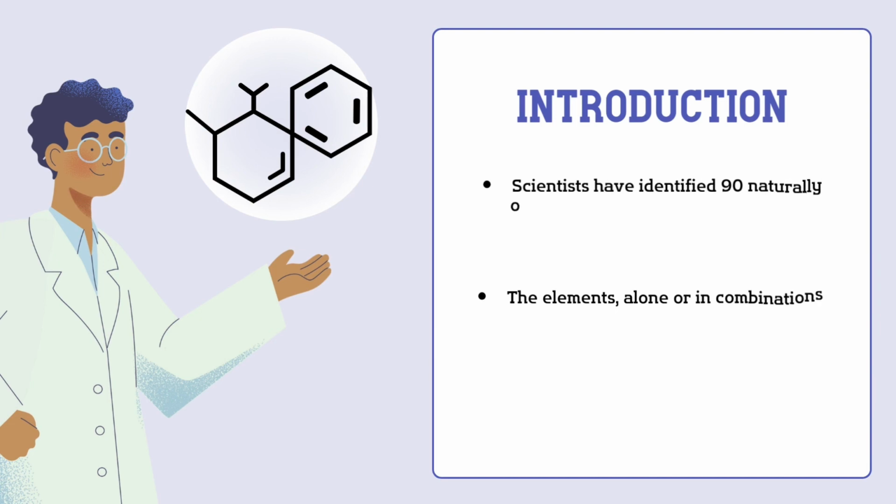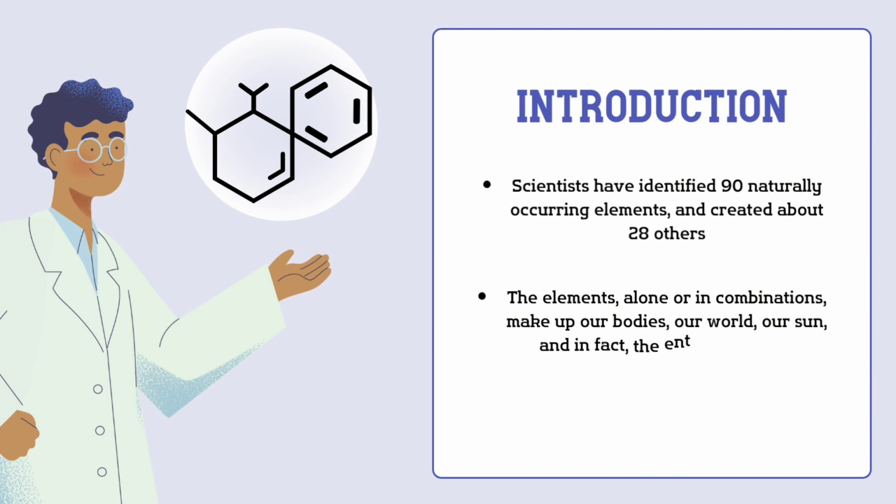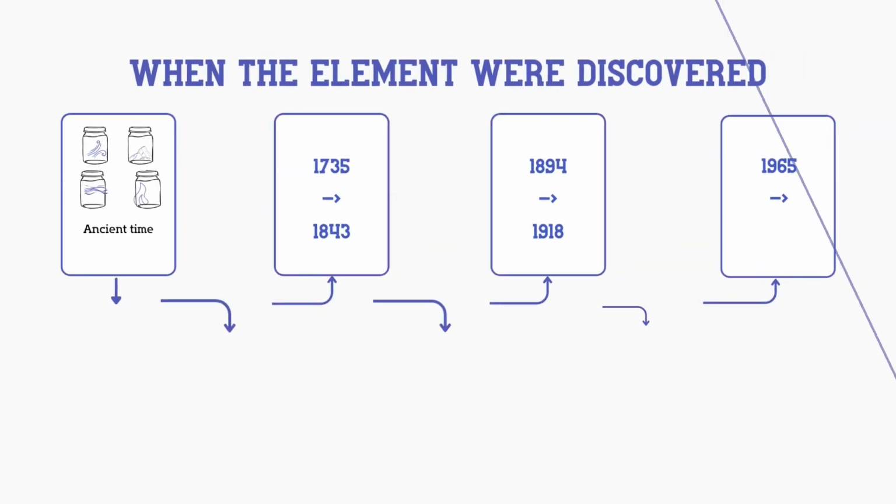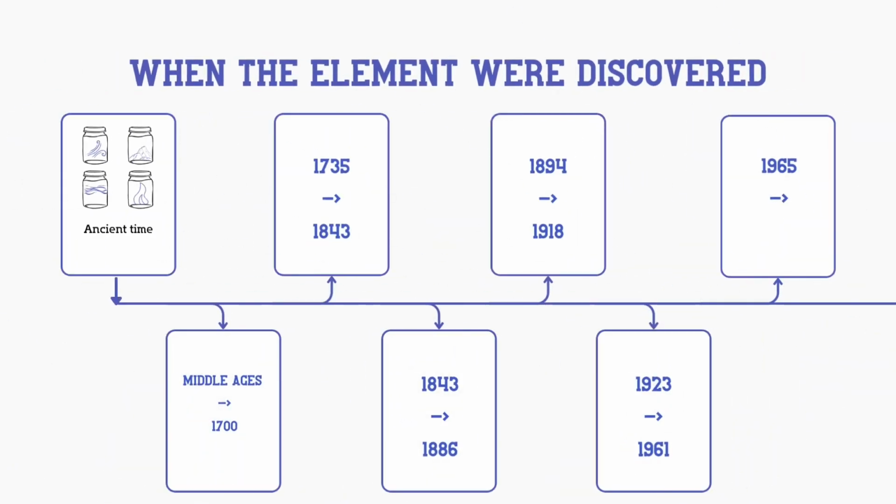Let's get started. The introduction of this subtopic. Scientists have identified 19 naturally occurring elements and created about 28 others. The elements alone or in combination make up our bodies, our world, our sun, in fact, the entire universe. The elements were discovered since ancient times, and there are also some elements that are still in research.